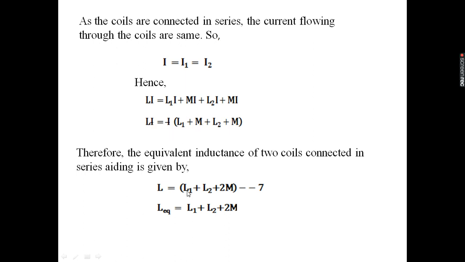We can cancel this I, so the net value of inductance, or equivalent inductance, or effective inductance, will be L1 plus L2 plus 2M. So equation 7 gives you the equivalent inductance of coils connected in series aiding.